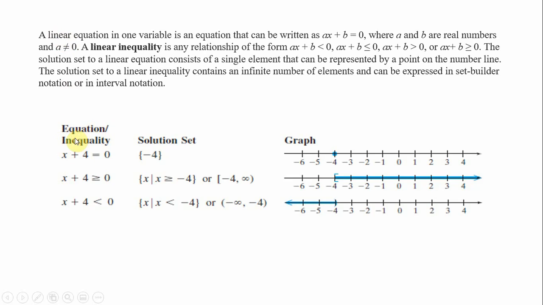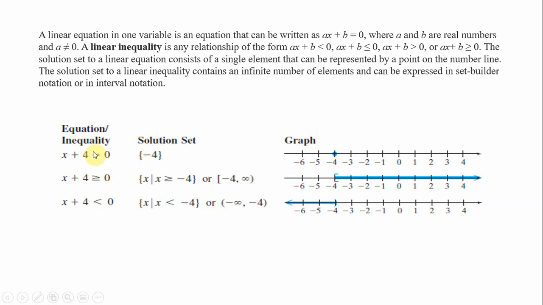If I say x plus 4 is equal to 0 and I solve, subtracting 4 from both sides, that's just a singular point, -4. If I graph that, I just draw the point closed in at -4. But here's an inequality. I'm saying I want all the numbers x so that when I add 4 to it, I get greater than or equal to 0.